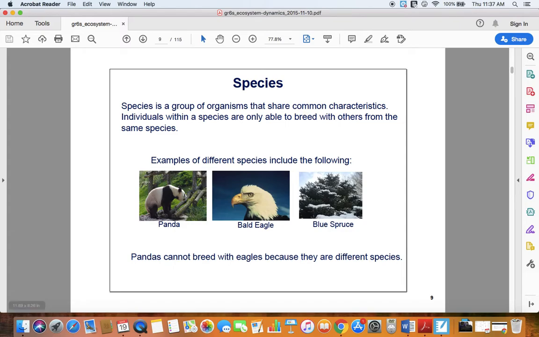So here you'll see three different examples of species. I have a panda, a bald eagle, and a blue spruce. Now, pandas cannot breed with eagles. They are different species. So as cool as it might be to have a panda eagle or a bald panda, it's not going to happen. Species can only breed with organisms of the same species, and that's because of their DNA.